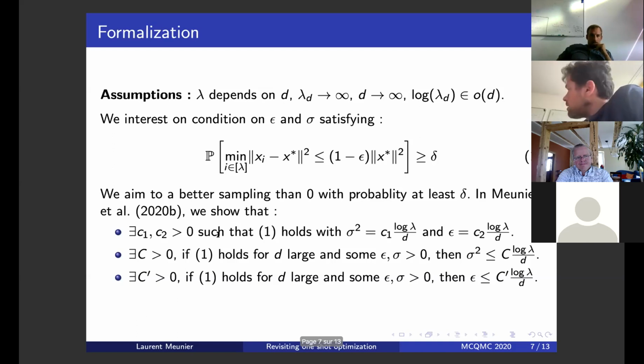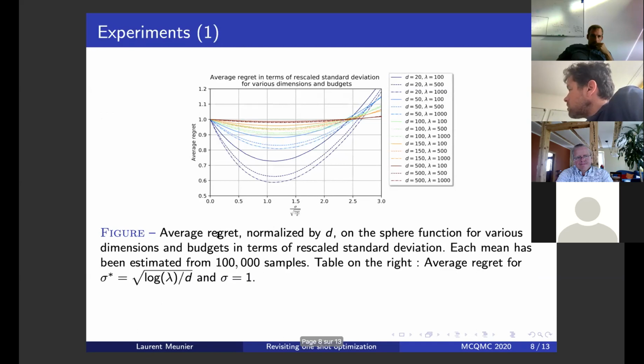to sample to have the lowest regret possible, and that's what we also observed experimentally. Here we observe the rescaled variance, which is the variance divided by square root of lambda divided by d, and the average regret. And here we see that we have some kind of an optimal value for sigma star, which is of order square root of lambda divided by d.